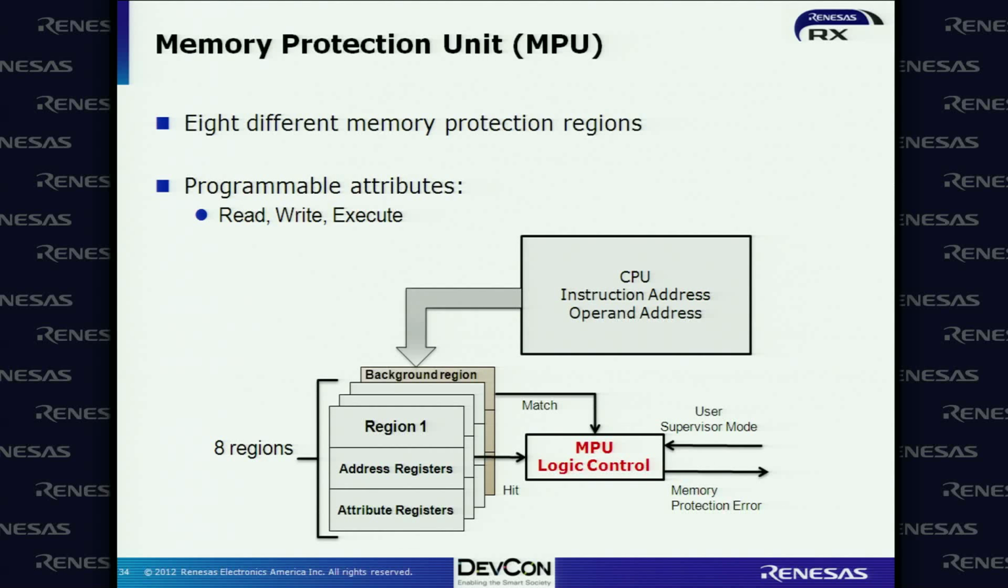Memory protection unit. This is standard in the RX 200 and RX 600. Different levels of protection for reading, for writing, and for execution. Again, is this a feature that's called out anywhere in the specs? No, but this is something that can be utilized to protect those regions in memory from being overwritten by whatever event that you may have in the system.